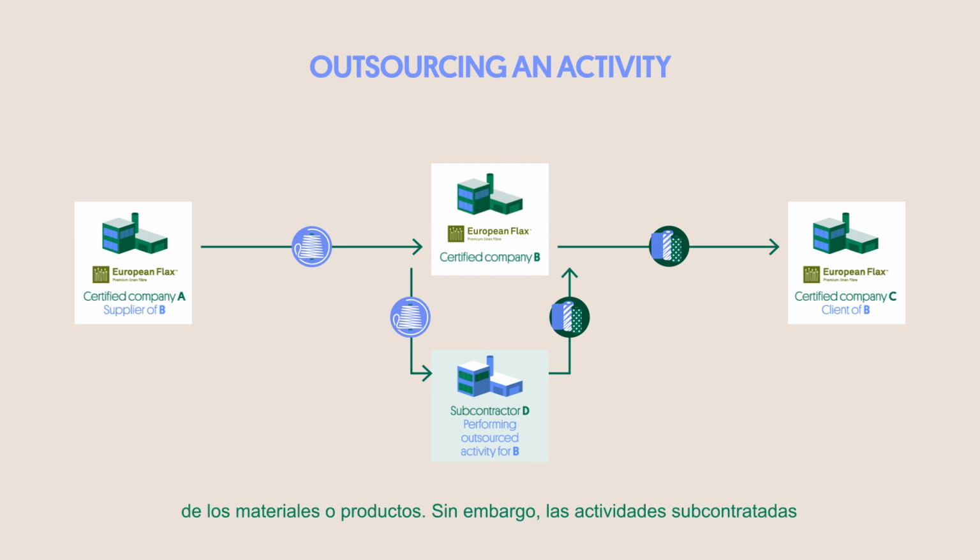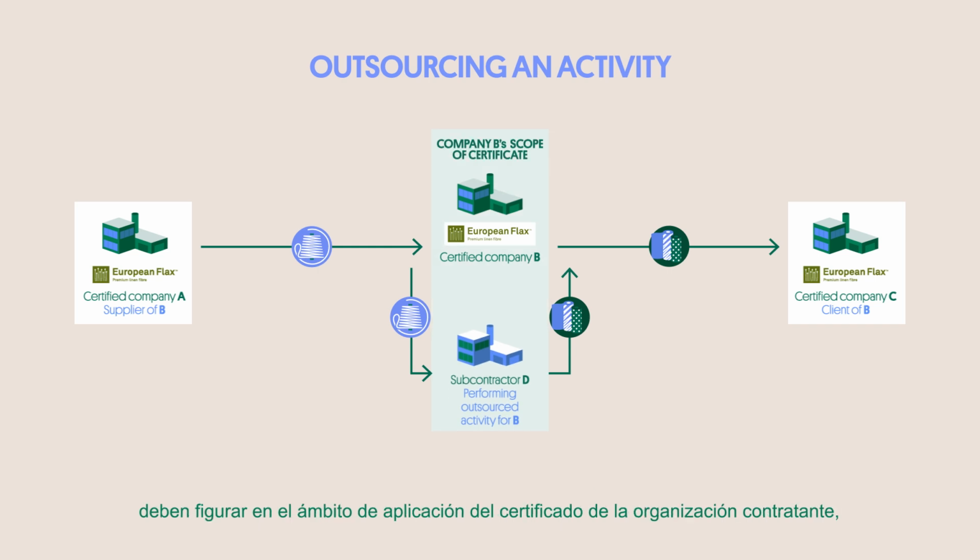However, activities that are subcontracted must appear in the certificate scope of the contracting organization, while the subcontractors themselves do not. In our example, Company B's certification scope will have to include subcontractor D's activity, weaving.